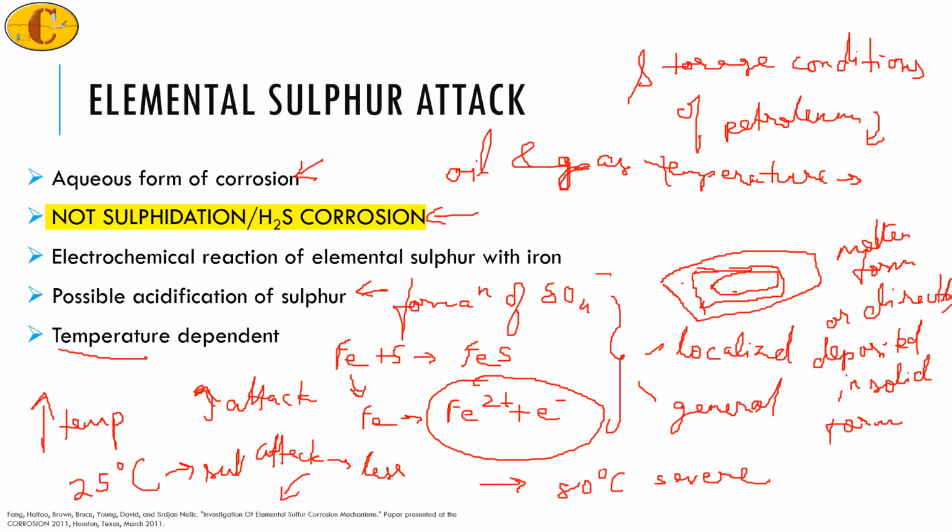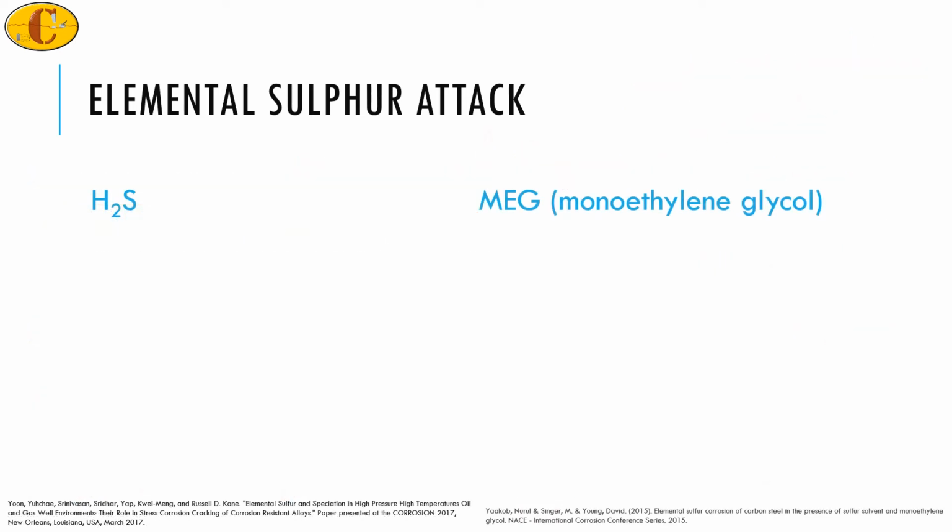Elemental sulfur attack may be enhanced because of the presence of two major components. There may be others like carbon dioxide and other impurities, but the investigation has been done majorly on two of them. One is H2S and the other is MEG. These are more seen in oil and gas.